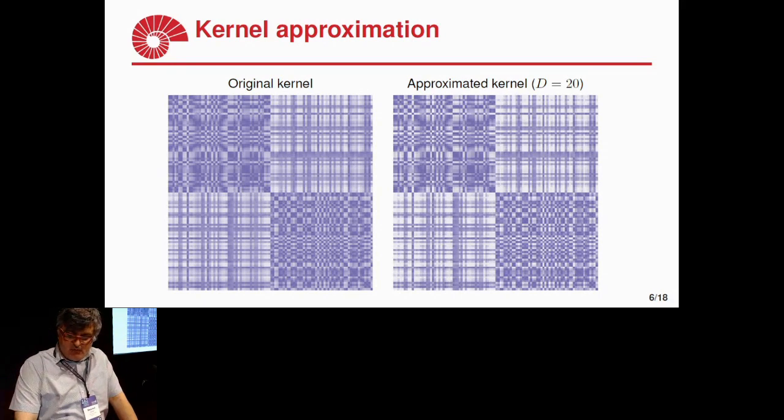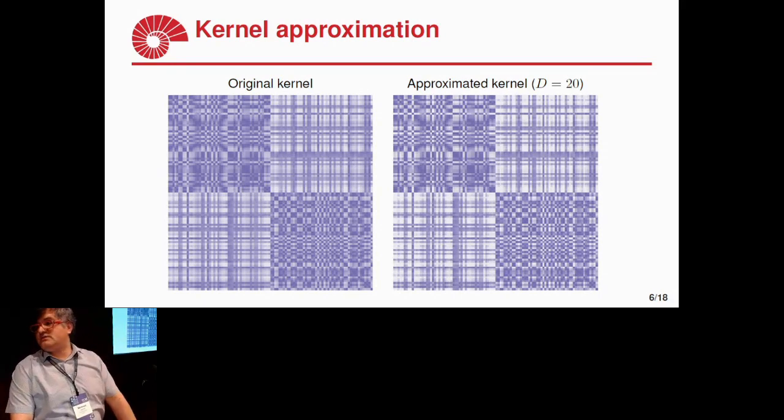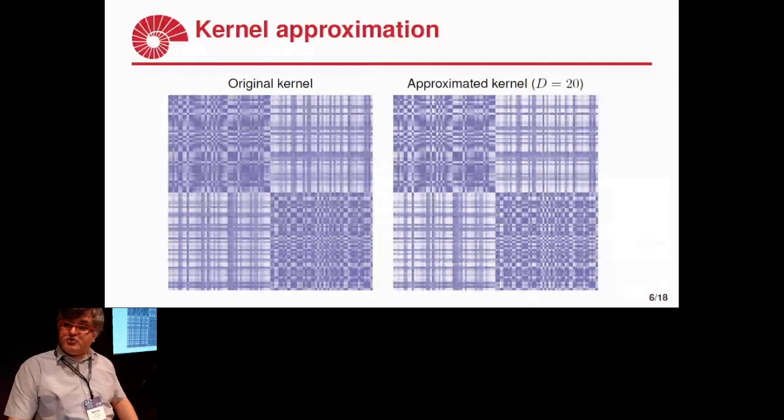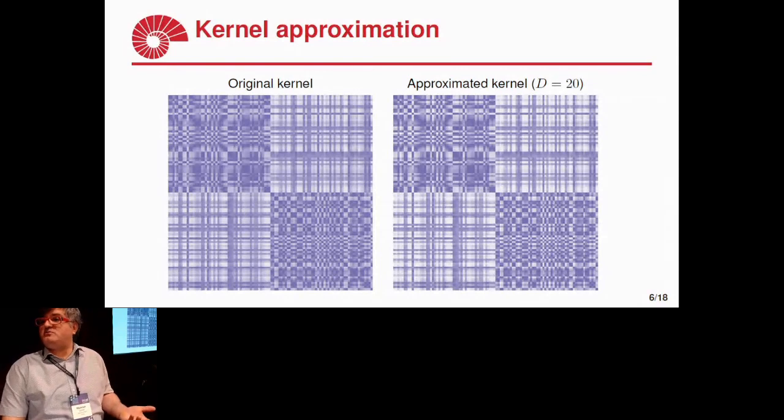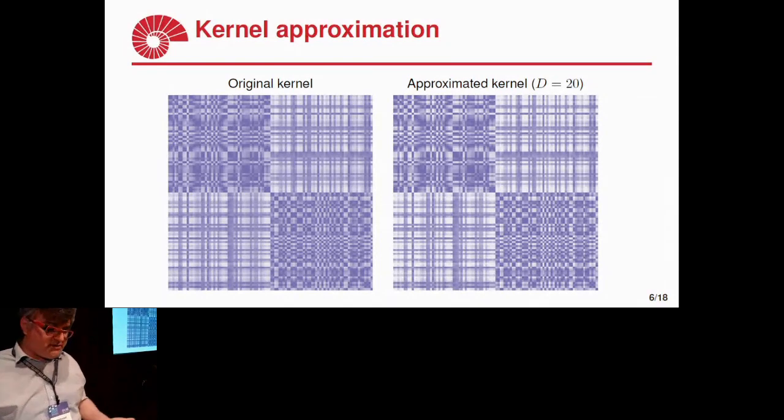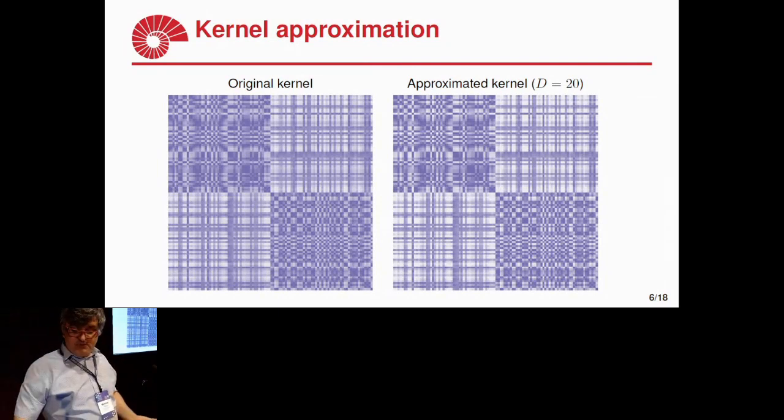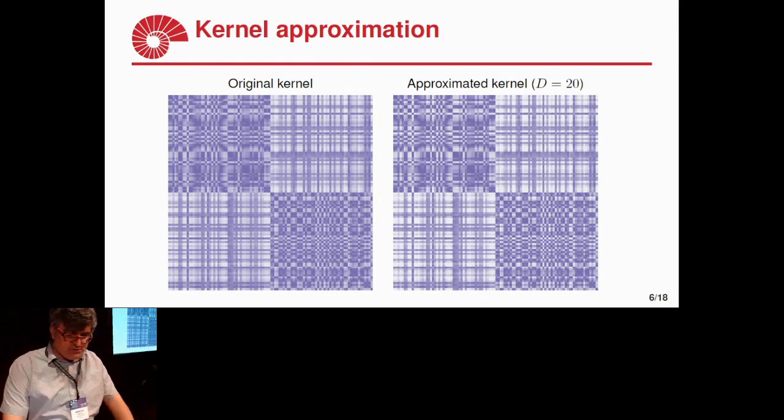And if we increase the number of dimensions to 20, it's getting better and better. So we are able to approximate the kernel matrix, but the thing is that we are not calculating the kernel matrix anymore. We are just calculating the Z matrix, the projection matrix. So we should be able to show that this Z matrix is giving us a good empirical, predictive performance.